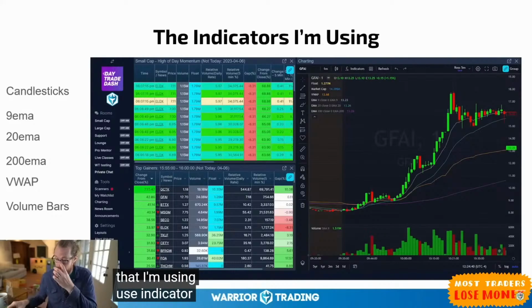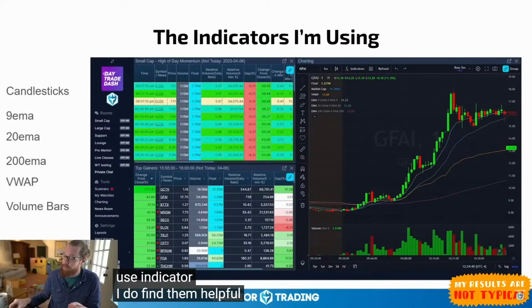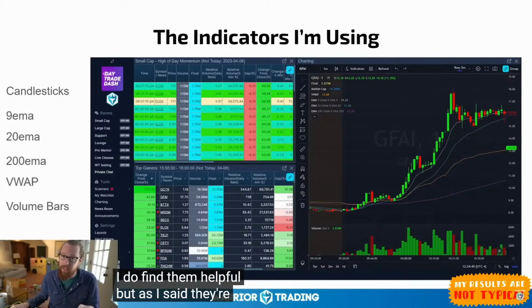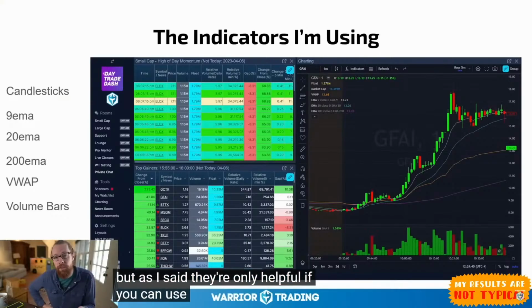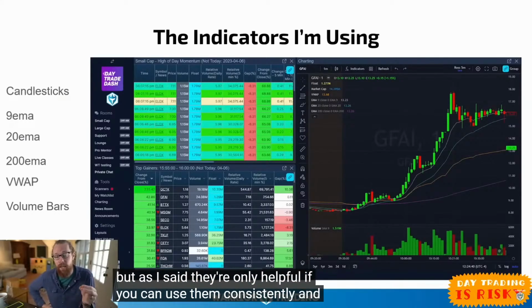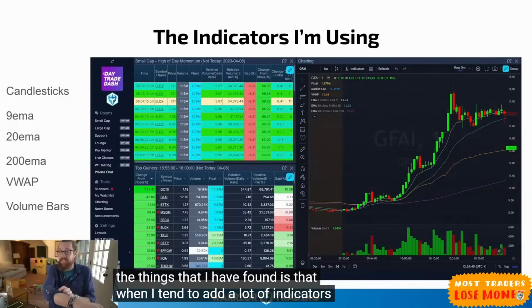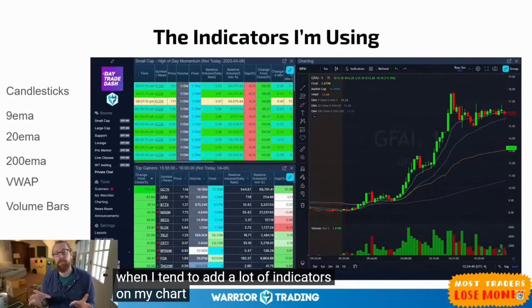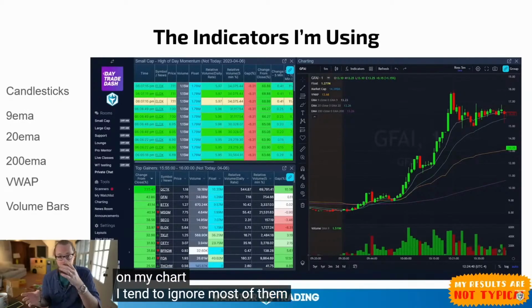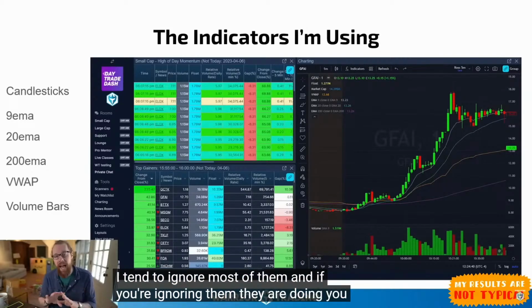I do use indicators. I do find them helpful. But as I said, they're only helpful if you can use them consistently. And one of the things that I have found is that when I tend to add a lot of indicators on my chart, I tend to ignore most of them. And if you're ignoring them, they are doing you absolutely no good.